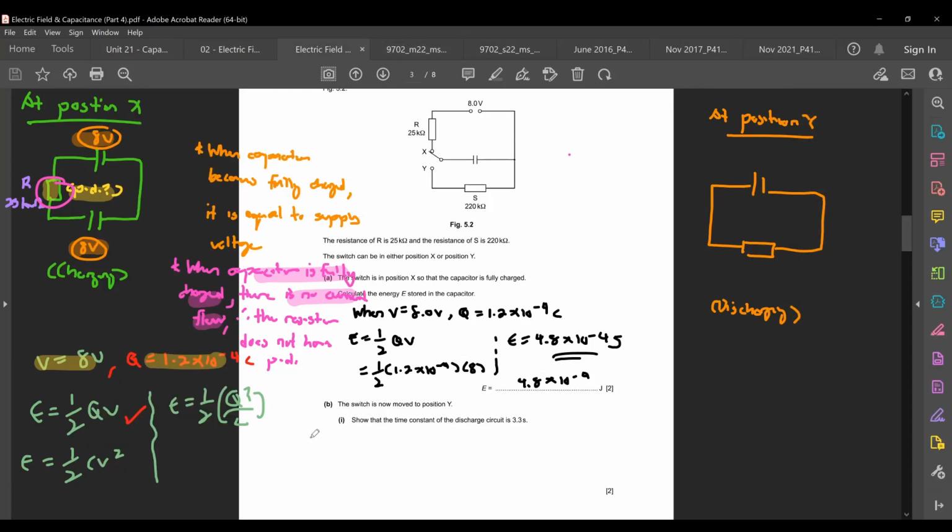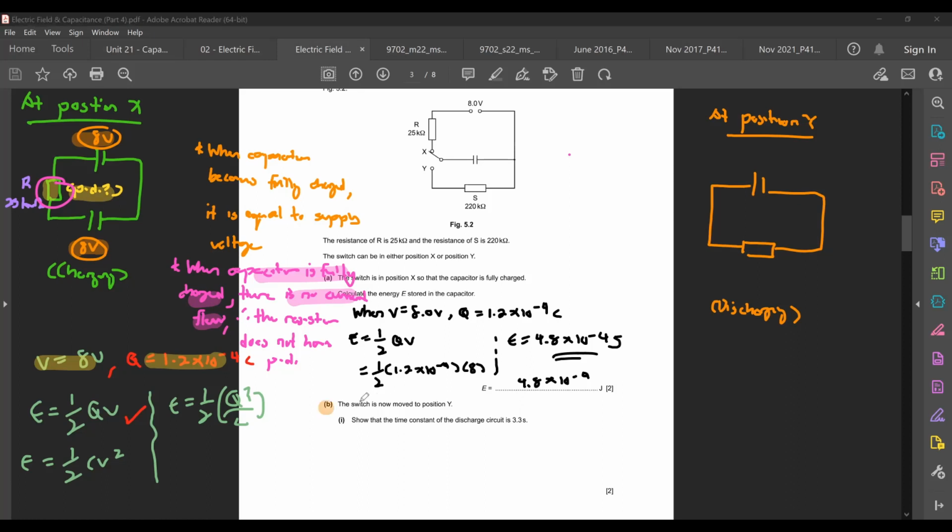Now the part that relates to the discharge of capacitor is actually in part B. The switch is now moved to position Y. Show that the time constant of your discharge circuit is 3.3 seconds. So it takes 3.3 seconds for the charge stored by your capacitor on one plate to decrease by a third. Your resistance here is 220 kilo ohm. This is marked as S in your circuit.